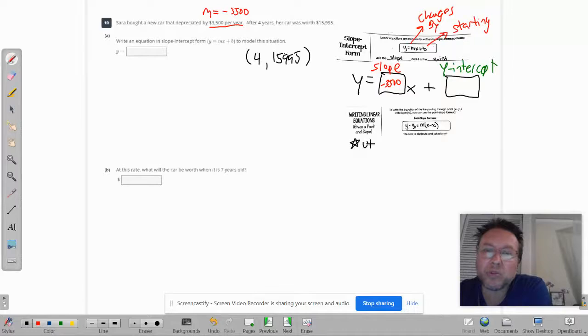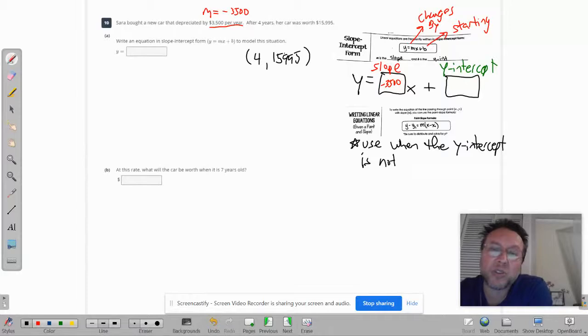We use this when the y-intercept is not given. They gave us a slope. They just didn't give us the y-intercept. So what I'm going to do is take the numbers that are here.